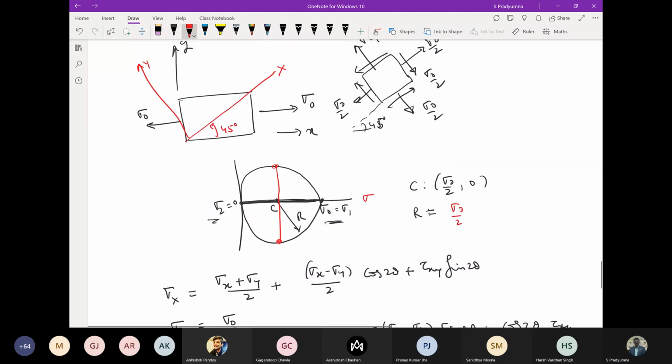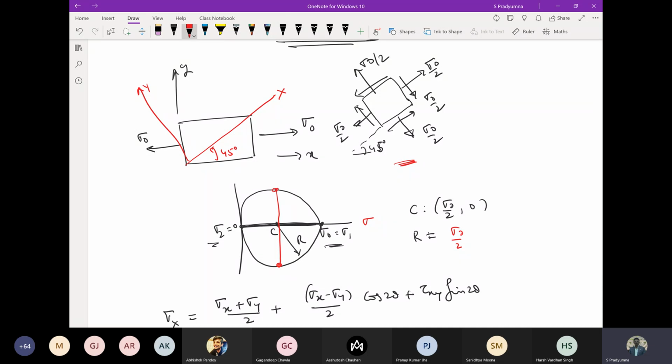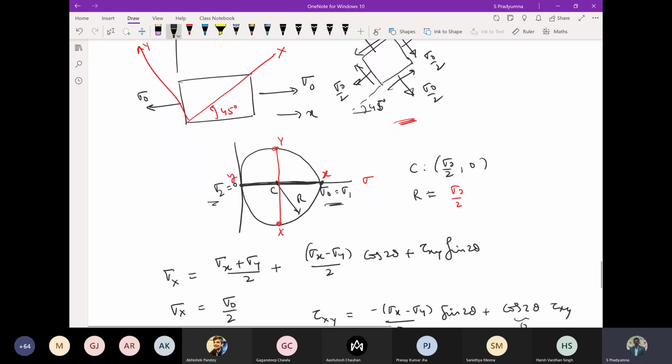So this line represents the 45 degree rotated state of stress. So this is xy, correct? This is x, y. Now this becomes x, this becomes y. Now can you tell me what is the value of sigma capital X from this? What is the value of sigma capital Y? What is tau capital XY? This is represented by sigma x comma tau xy, and this you know is sigma capital Y, minus tau xy.